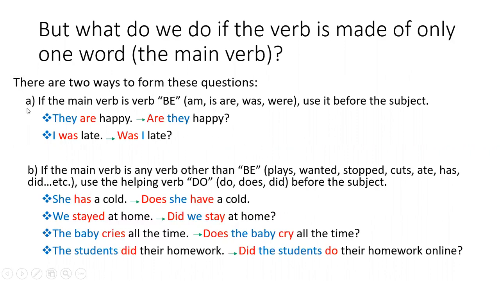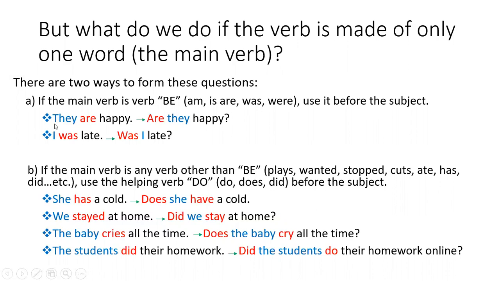The first way is if the main verb is verb be, and be comes in all different forms: am, is, are, was, or were. How do we make the question here? We use it, that is verb be, before the subject.